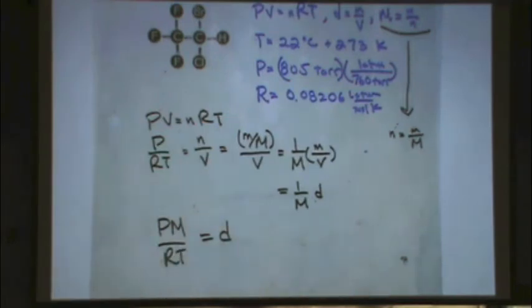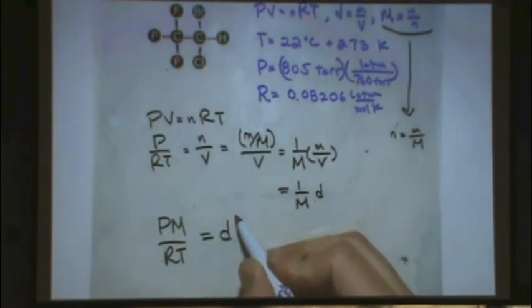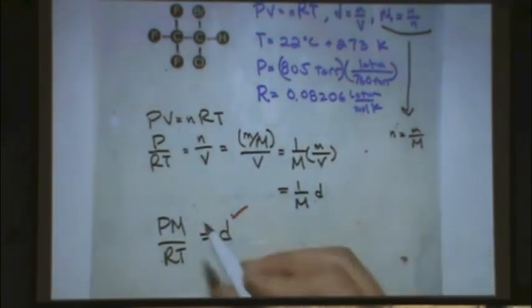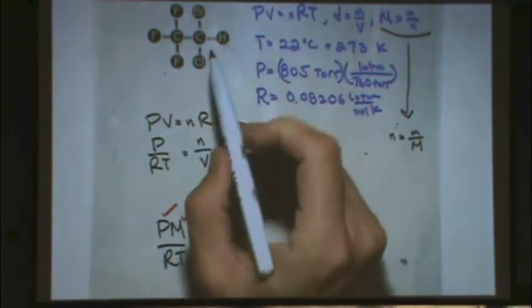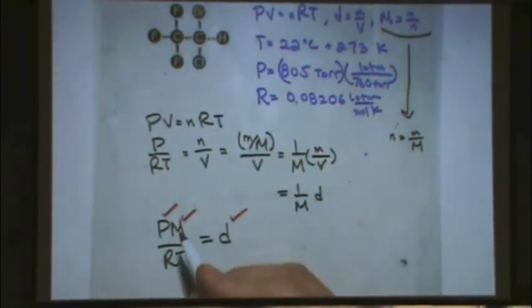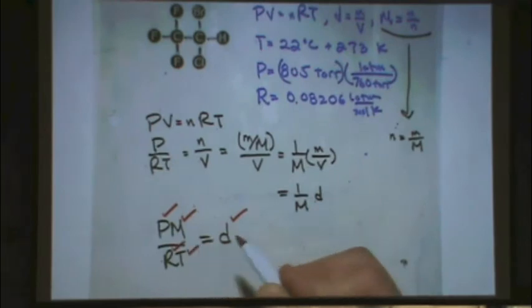Let's think about this for a second. Density is what I want, so that's good. Pressure I have. Molar mass I can find because I have the compound right here. R is a constant, and T I have, so this is good. This is the formula I want, in this case in terms of density.